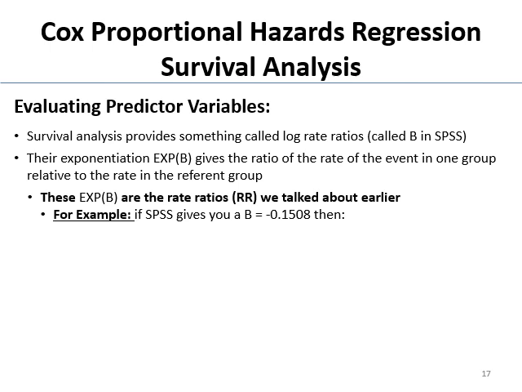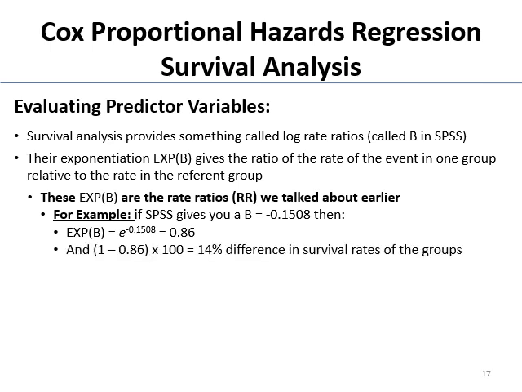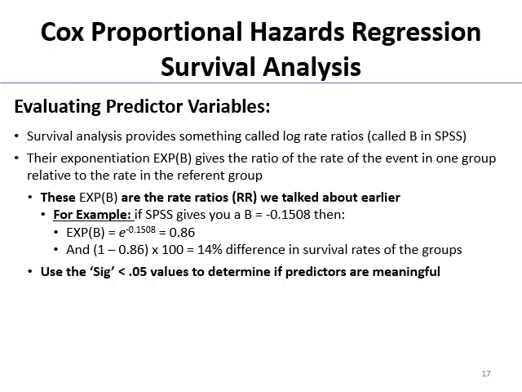And so, for example, if SPSS gives you a B of negative 0.1508, if you exponentiated that using the natural logarithm, you would end up with 0.86, and 1 minus 0.86 times 100 is about a 14% difference in survival of the groups. The group of interest was 14% lower.